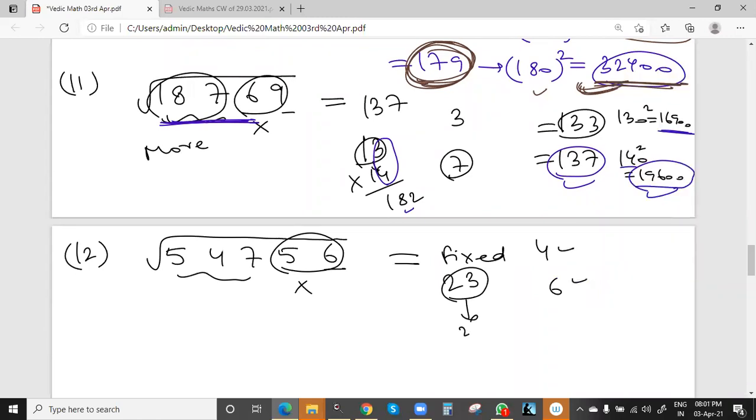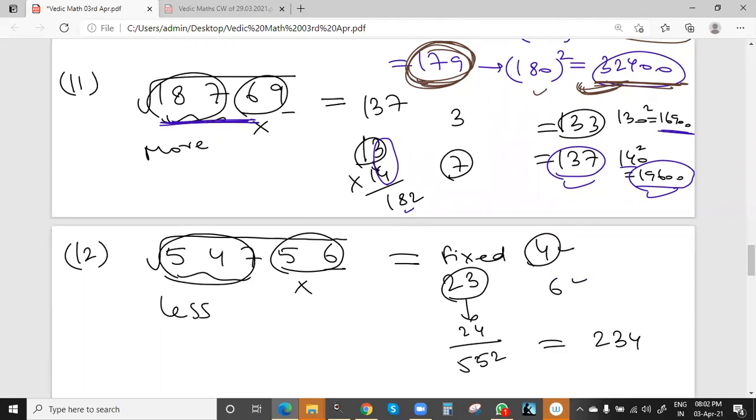So we'll multiply this 23 with 24. This will be 12, carry 1, cross multiplication. Then 8 and 6, 14, 15, carry 1, 5, 552. So this 552 will be more and this will be less. We'll take the less value, that is 4. So the answer will be 234.